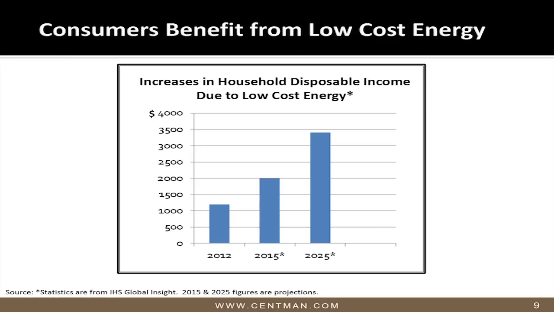There's a company called Global Insights, which does research all over the world, and they've concluded that in 2012, you have reduced your cost in your personal budget by $1,200 after taxes and inflation. So basically, this is just like a tax cut. In 2015, they're projecting that it'll save the average consumer $2,000 a year, and by 2025, up to $3,400.